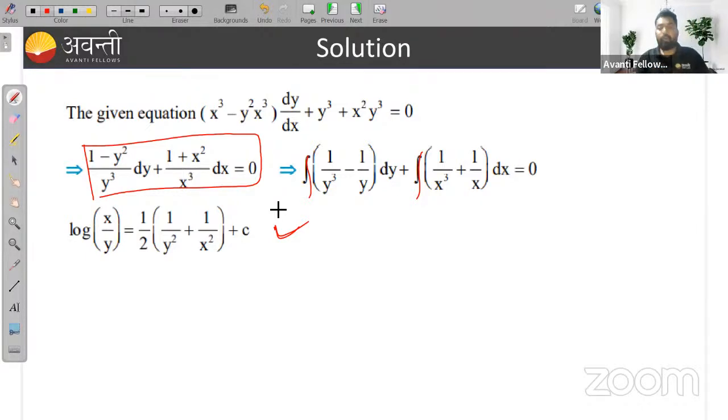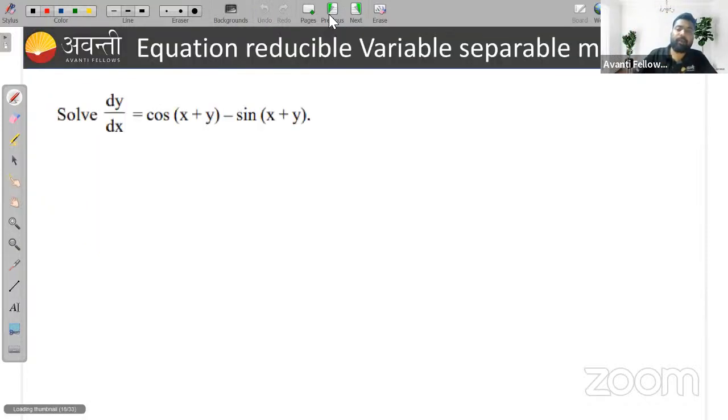Okay, I hope this is clear to everyone. If yes, you can respond in the chat box. Is that clear to everyone, guys? Clear? Shall I move? Okay.